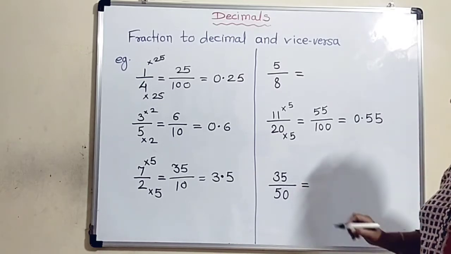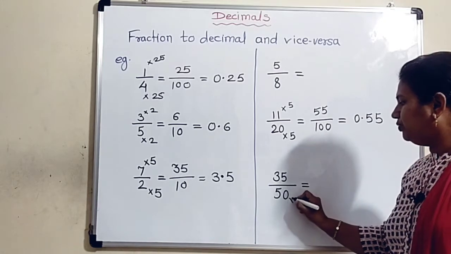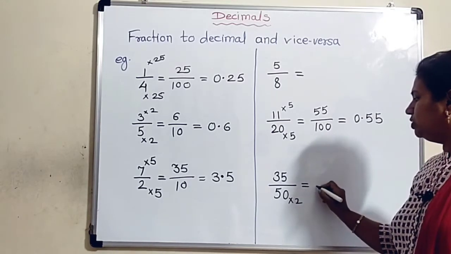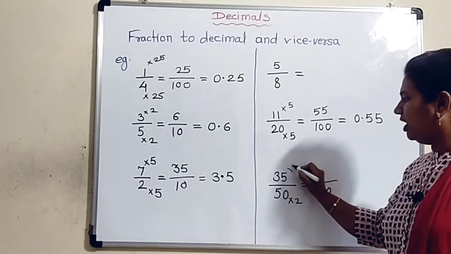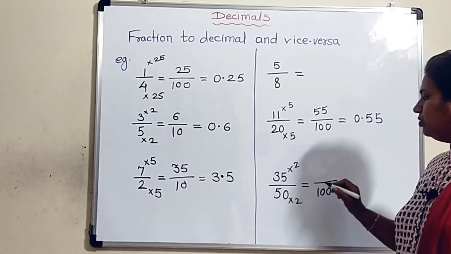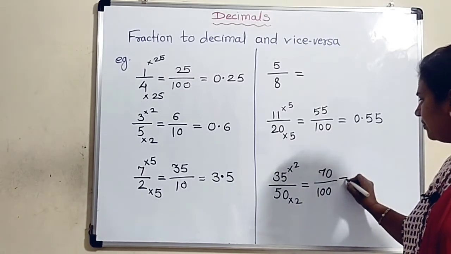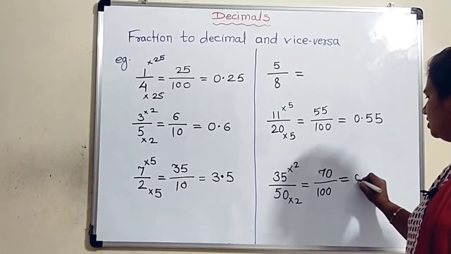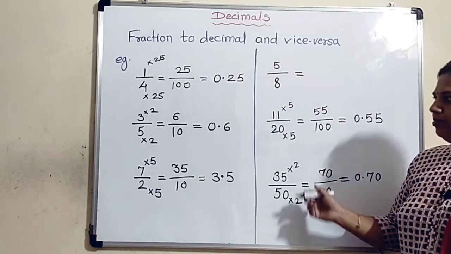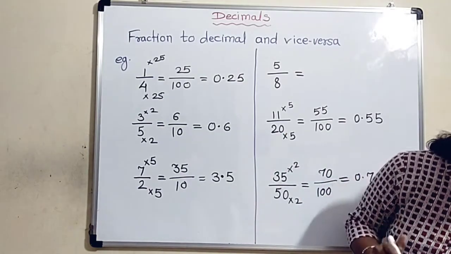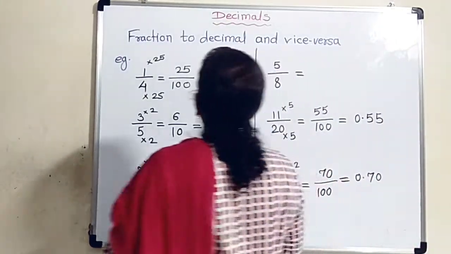0.55. Same way here 50 I can convert into 100 if I multiply it by 2. So 5 2s are 100 and the same I have to multiply to 35 also. So I will get here 70 and the decimal form will be 0.70. I hope this is clear to everyone.